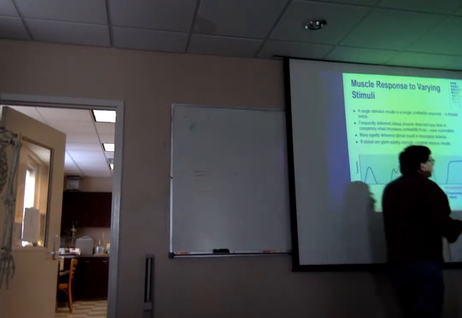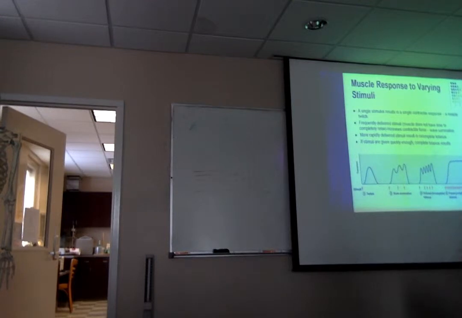Okay, which can result in a stronger degree of contraction. If we deliver stimuli even more frequently, then we're going to get incomplete tetanus, where with each new stimulus, the degree of contraction becomes progressively stronger until we reach a point which is called tetanus, sustained muscle contraction.